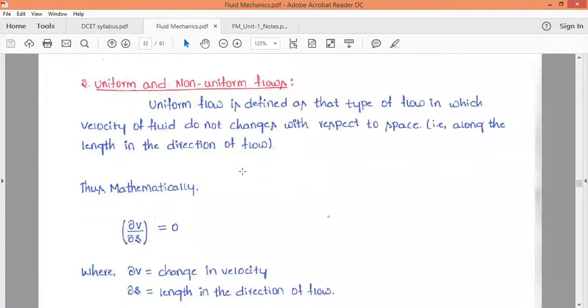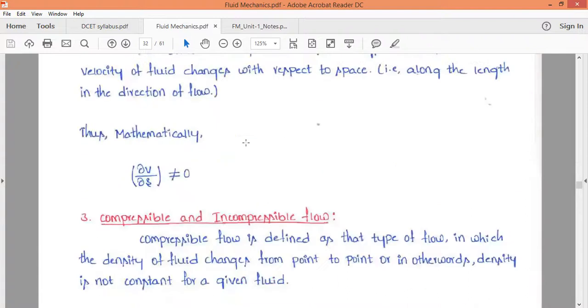Next one, uniform and non-uniform flow. If the velocity of the fluid does not change with respect to spatial coordinates or the location or different locations, if the velocity remains the same, then we are going to say that flow is a uniform flow. Velocity changes from point to point, non-uniform flow.